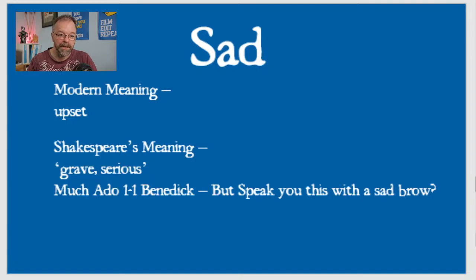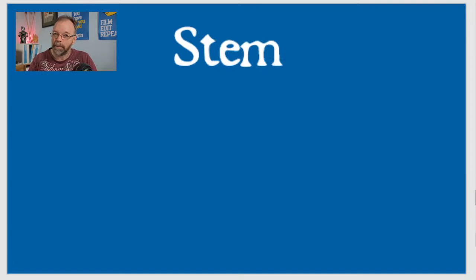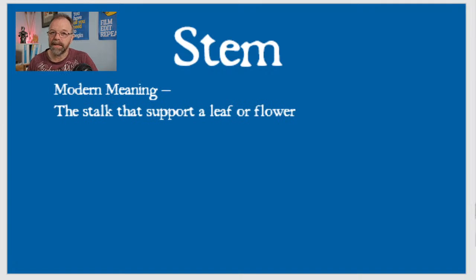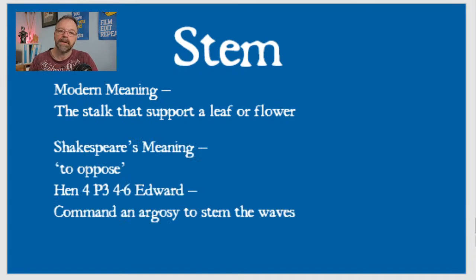And our fifth word this evening, stem. And this is an odd one. So in our modern thinking, the first thing we think of is a stalk, the stalk that supports a leaf or a flower, so something related to plant life. But Shakespeare used this. Now, it did mean that also in Shakespeare's plays, so there are references to stems in that way. But the other meaning of it was to oppose.